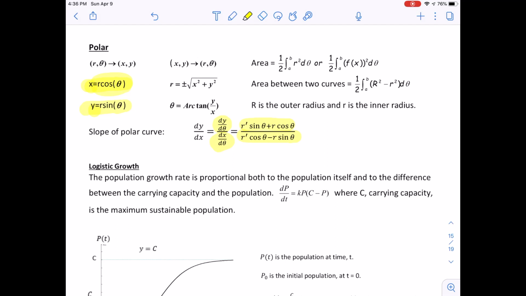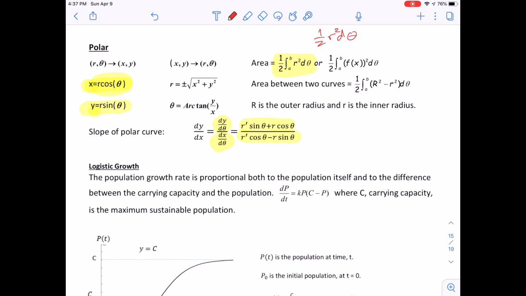Now, the big thing with polar is they're going to want you to be able to find the area of a polar region. And that's real easy. You just have to memorize this formula. Instead of where we did a regular integral to find area, we add up an infinite number of rectangles, what we're doing here is we're adding up an infinite number of sectors, and a sector is 1/2 r squared d theta. That's really what the little infinitely thin sector is going to be. And so you just have to know that formula.